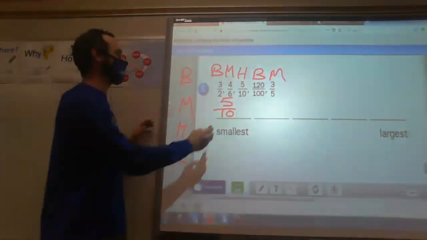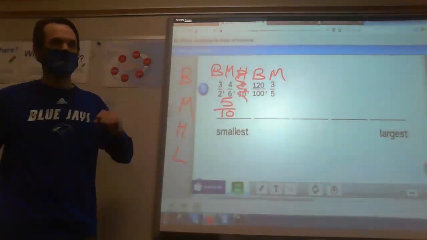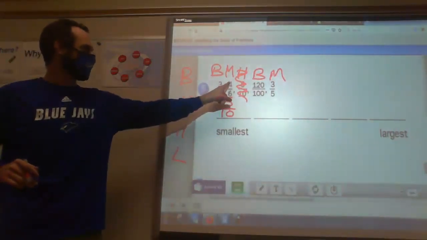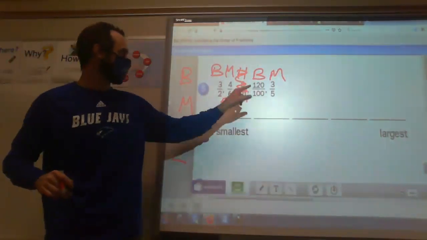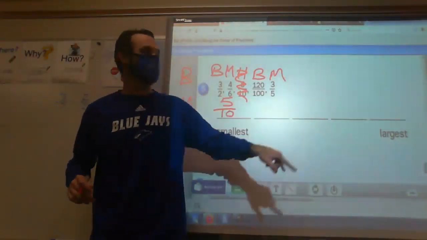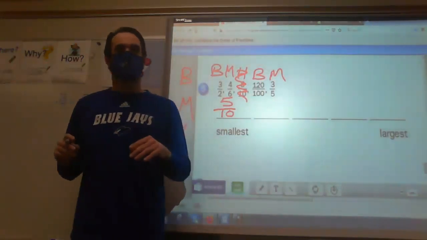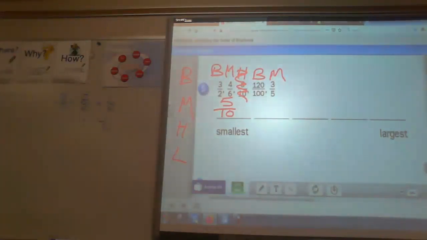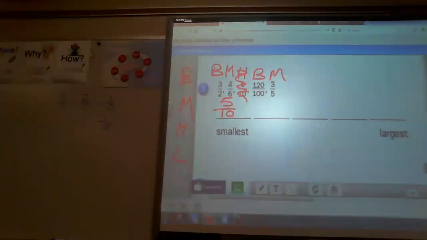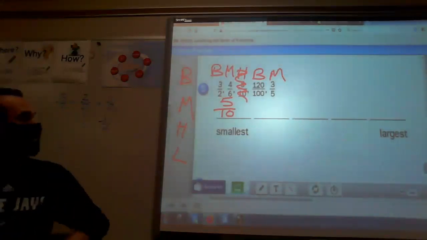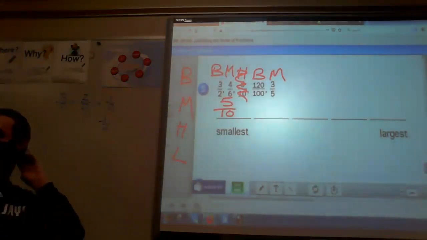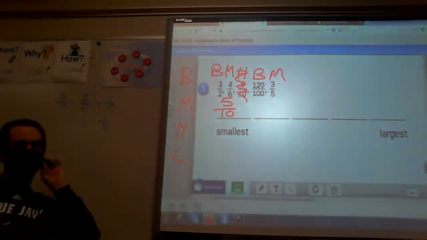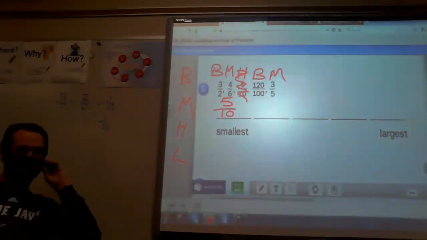Now, what I know now, check this out, is that the next two are 4/6 and 3/5. And I'm not telling you which one's which yet. But one thing I do notice is that they're both missing the same number of pieces. They're both missing 2 pieces. The smaller one is going to be missing the bigger pieces. Which one is missing bigger pieces, 4/6 or 3/5?